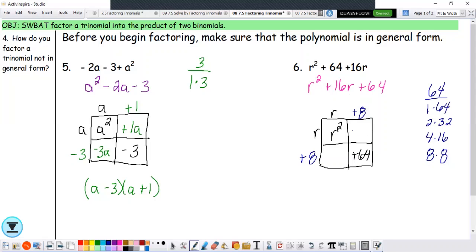8 times r is 8r. 8 times r is 8r. 8r plus 8r is 16r. Positive 8 times positive 8 is 64.